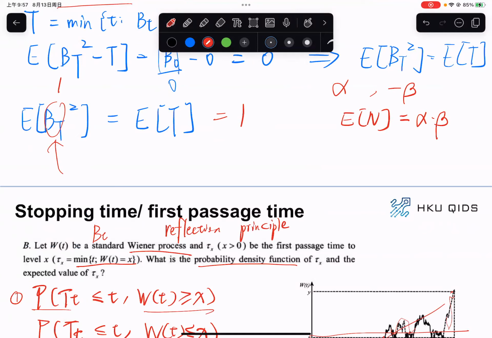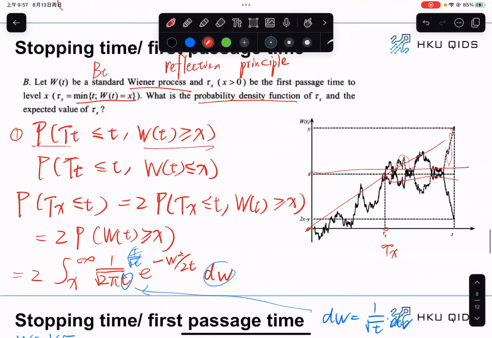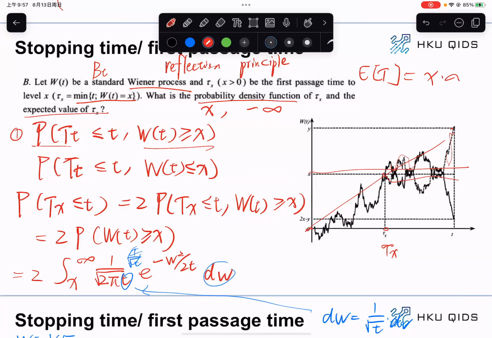So then what is the expected value of tau_x? For this question, the expected value of tau_x, the stopping time, is either stopping at x or negative infinity, right? So the expected tau is just equal to x multiplied by infinity, which is infinity. So although the probability for tau to be smaller than infinity is equal to 1, the expected value of tau is still infinity. That's quite interesting, right? Please notice that.